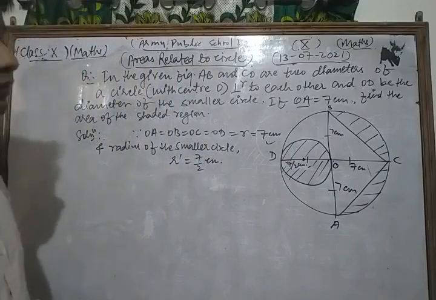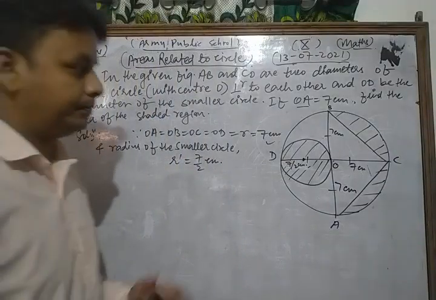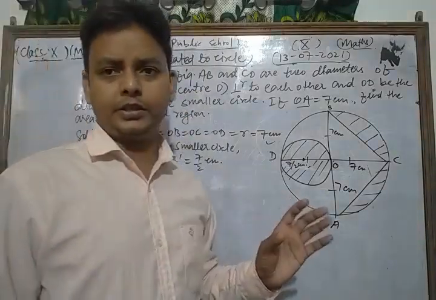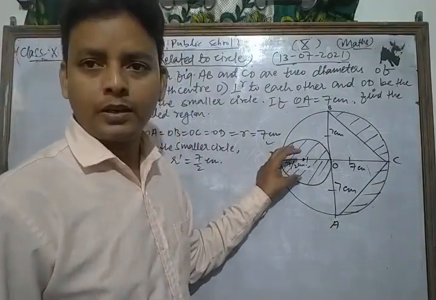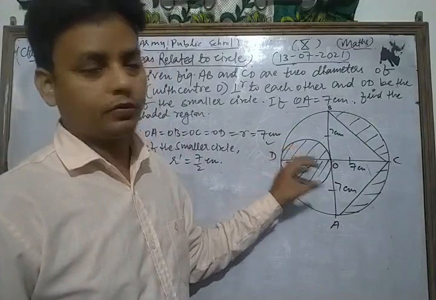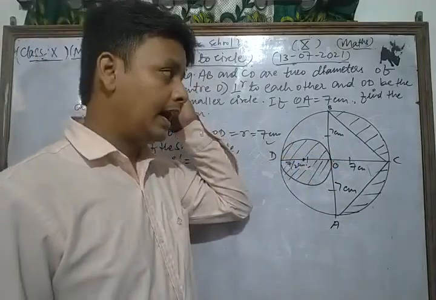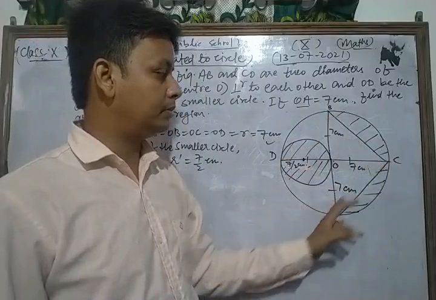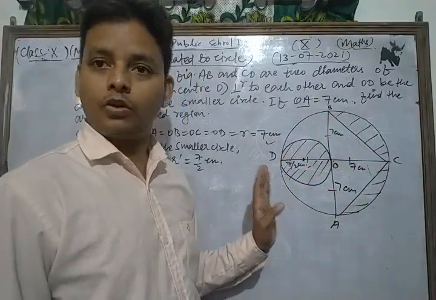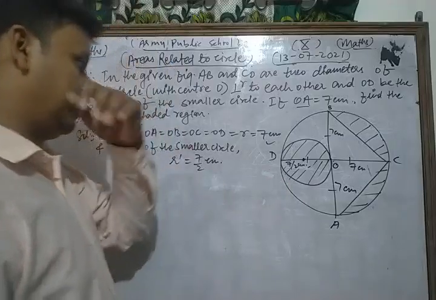So we find the area of the shaded region. First of all we write the area of the smaller circle, because that whole region is shaded, and we calculate the area of the semicircle minus the area of triangle ABC. In this way we find it.